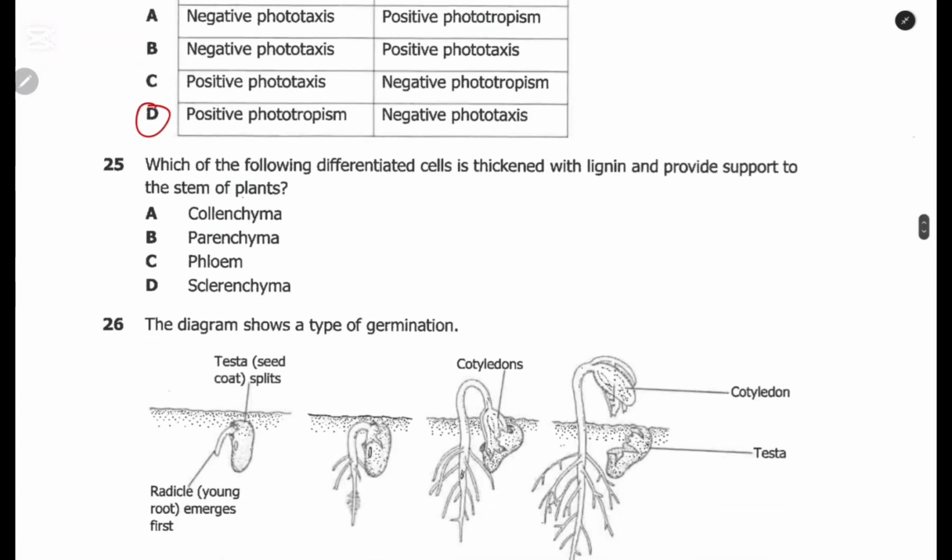Question 25, which of the following differentiated cells is thickened with lignin and provides support to the stem of the plant? The answer is D. The sclerenchyma is the one that is thickened with lignin and provides support to the stem of the plant. Have a look at the collenchyma, the parenchyma, and the phloem. The phloem is well known, so look at the collenchyma and the parenchyma as you study.